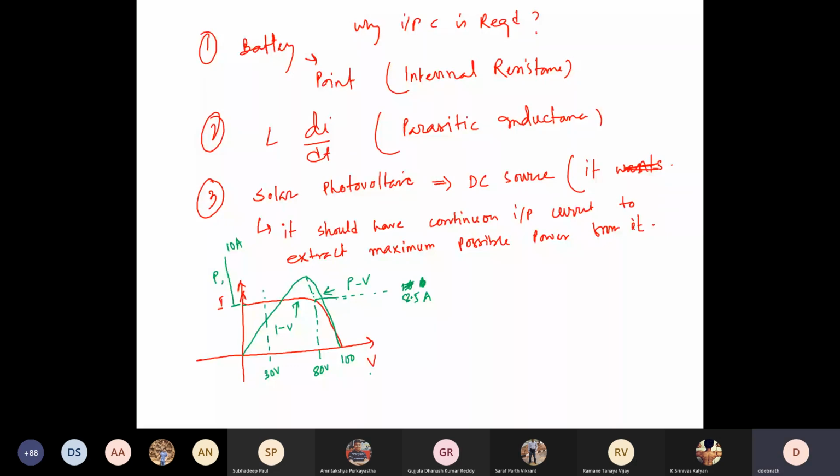Do you remember I talked about some extra classes? If you allow me, maybe I would have discussed this in more detail, because this is again an interesting area of research. So here, try to understand: if my current is only this value, 8.5 ampere, then I can extract maximum power.